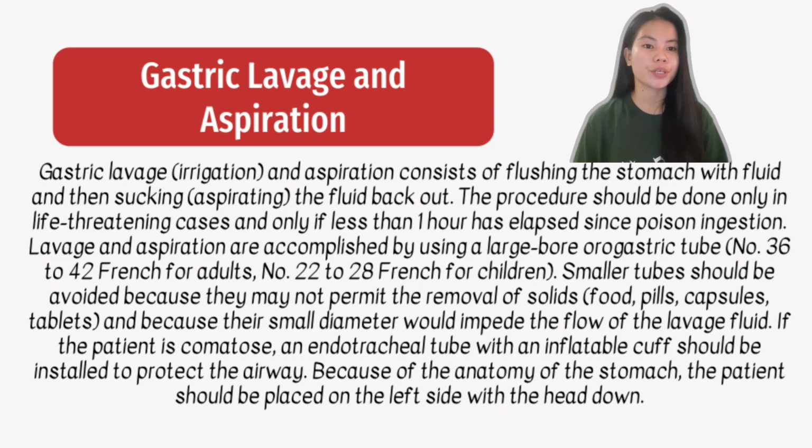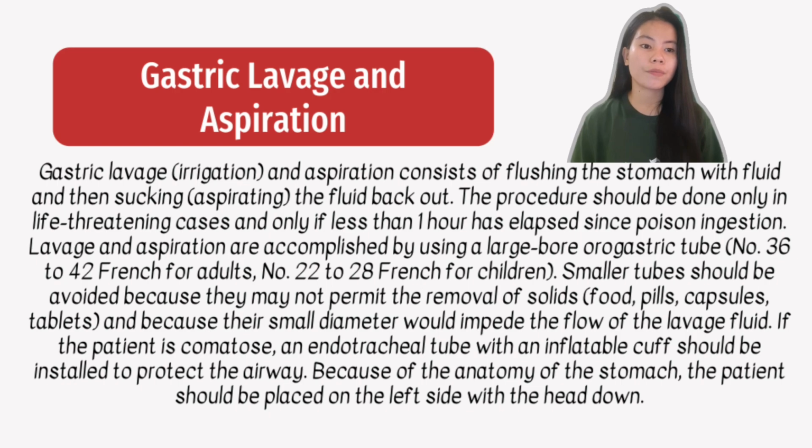Smaller tubes should be avoided because they may not permit the removal of solids such as food, pills, capsules, or tablets, and because their small diameter would impede the flow of the lavage fluid. If the patient is comatose, an endotracheal tube with an inflatable cuff should be installed to protect the airway. Because of the anatomy of the stomach, the patient should be placed on the left side with the head down. Prior to initiation of lavage, stomach contents should be aspirated and sent for toxicologic analysis.